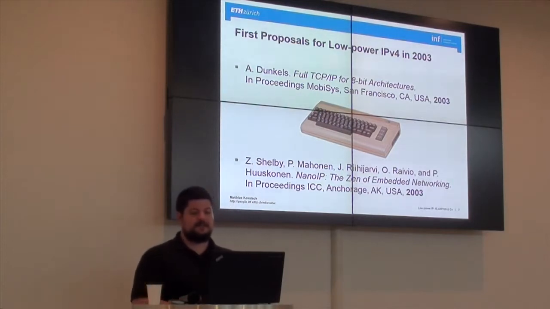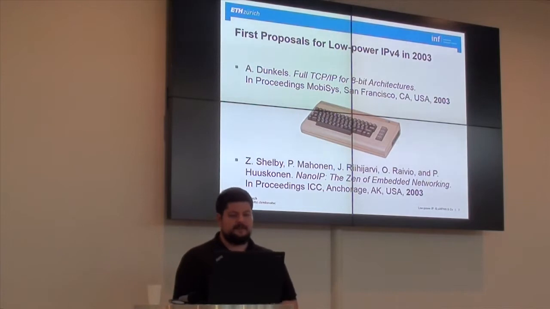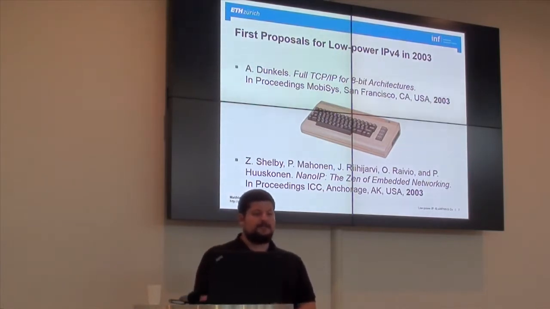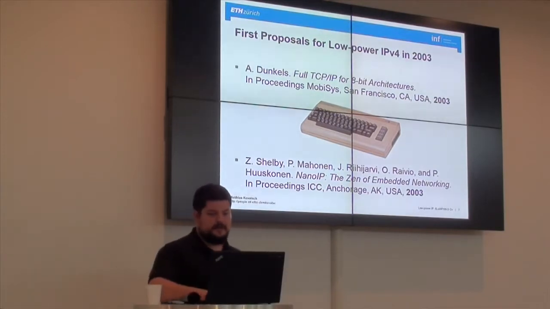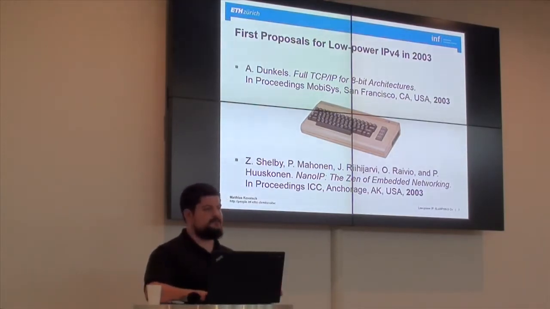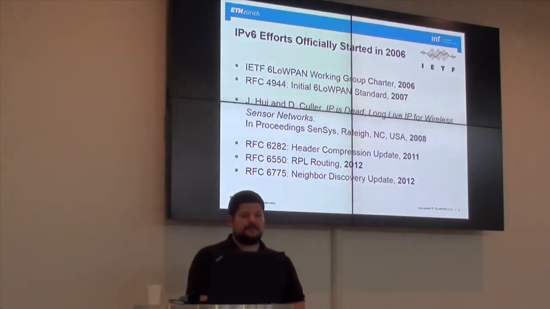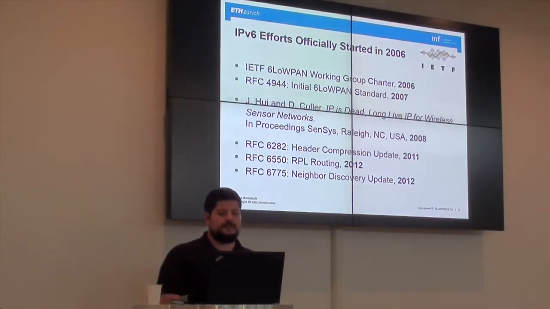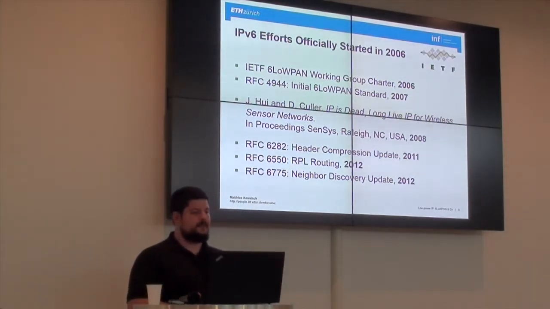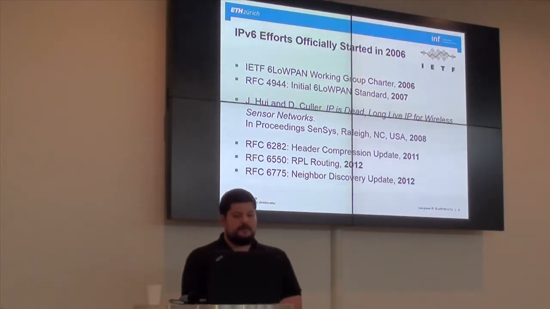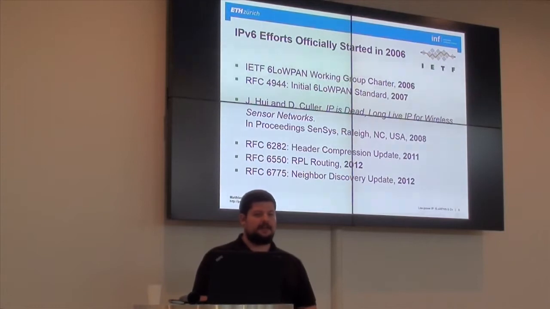And the other one is Zach Shelby. He actually had a paper in the same year, just a few months later at a different conference, and proposed nano-IP, so basically the same thing, have IPv4 in that case for wireless sensor networks or these network embedded systems in general. And only a few years later the official effort started to really standardize this, so there was a new working group chartered in the IETF for 6LoWPAN, so this is IPv6 for these low-power wireless personal area networks.